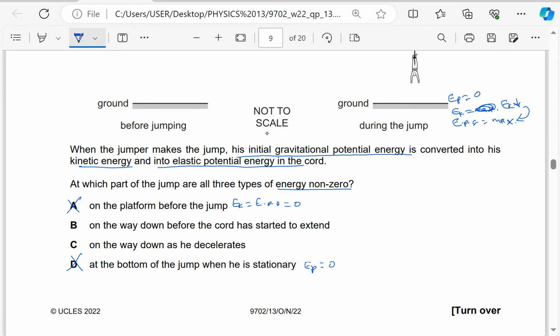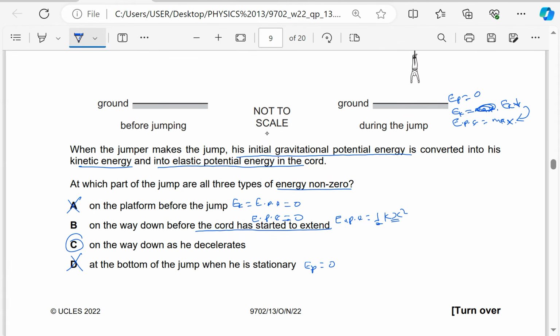And B says, on the way down, before the cord has started to extend. If the cord has not started to extend, this still means elastic potential energy is 0. Because elastic potential energy stops being 0 when the cord starts stretching, since elastic potential energy is equal to a half kx squared, where x is the extension of the cord. So if it has not started extending, then elastic potential energy is going to be 0. So the answer is going to be C.